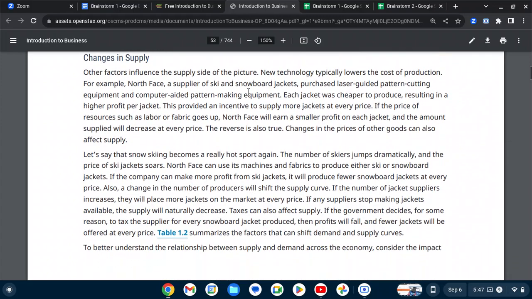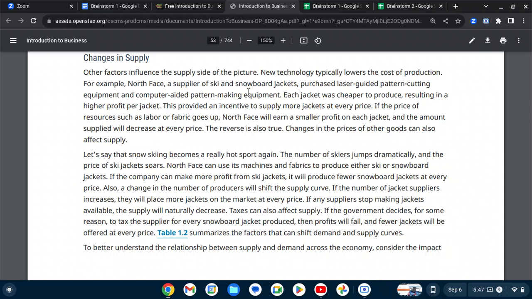Changes in supply. Other factors influence the supply side of the picture. New technology typically lowers the cost of production. For example, North Face, a supplier of ski and snowboard jackets, purchased laser-guided pattern cutting equipment and computer-aided pattern making equipment. Each jacket was cheaper to produce, resulting in a higher profit per jacket. This provided an incentive to supply more jackets at every price.